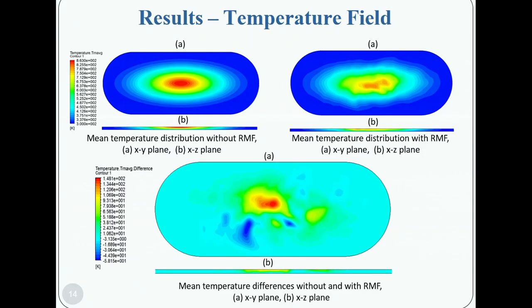Now, the difference between these two is shown on this slide. So you see that in the center of the target, the reduction of the temperature is highest, and there is also an increase of the temperature in some adjacent areas. So the gradient of the temperature in the horizontal plane and also in the vertical will decrease.